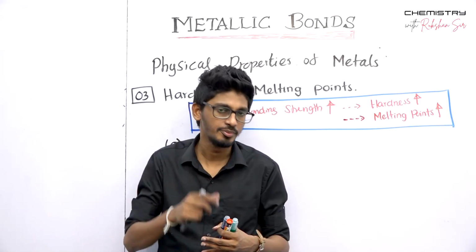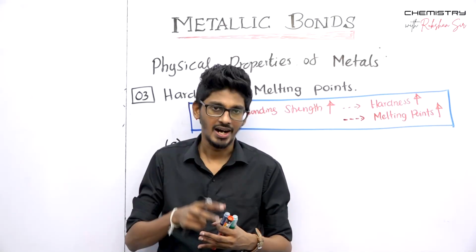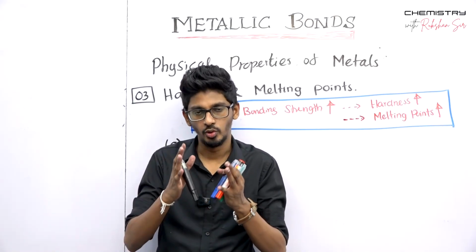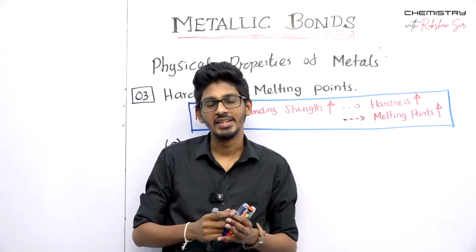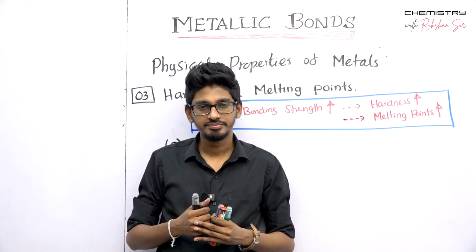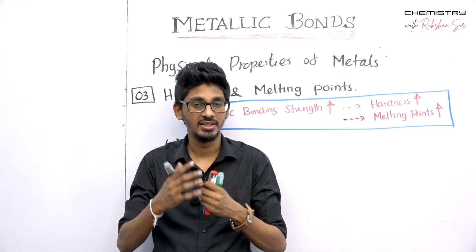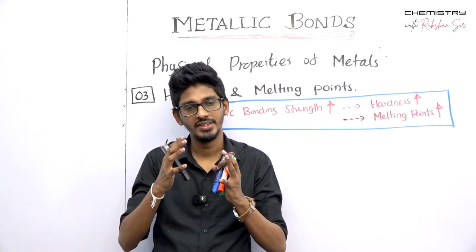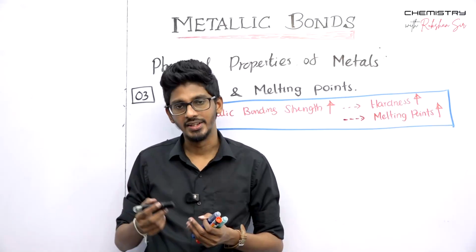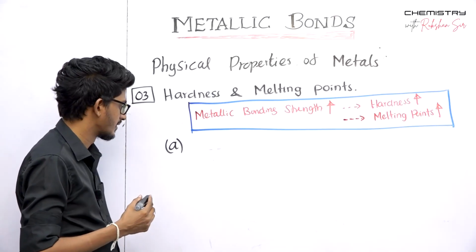Sodium is referred to as a soft metal, while iron is referred to as a hard metal, right? Let's try to explain why it is so. Why do you observe sodium as a soft metal and iron as a hard metal? Let's try to explain the two observations.